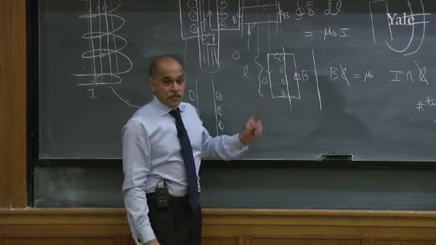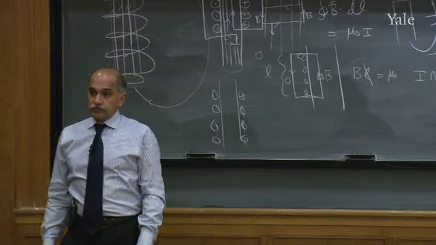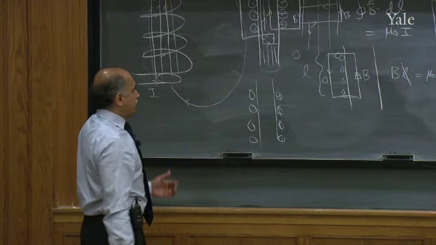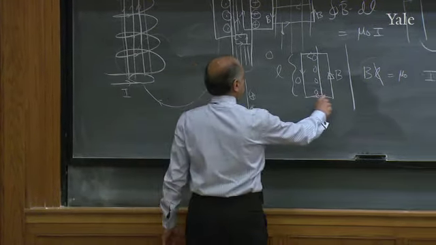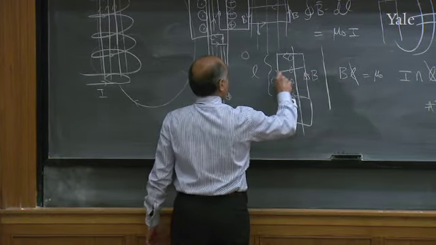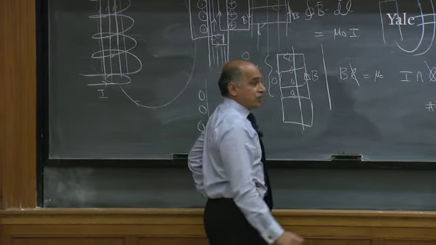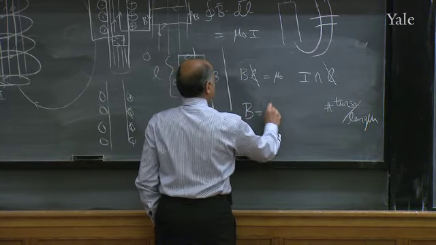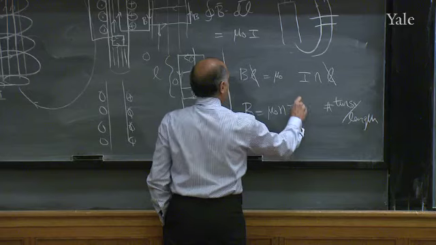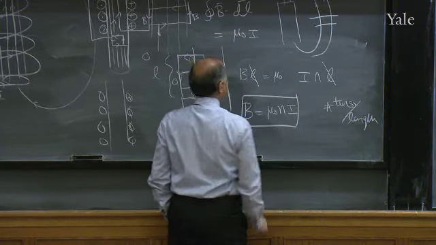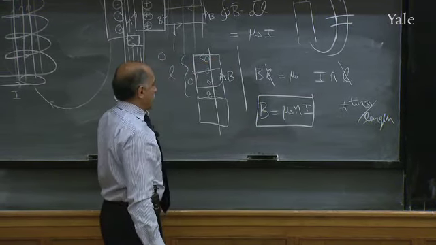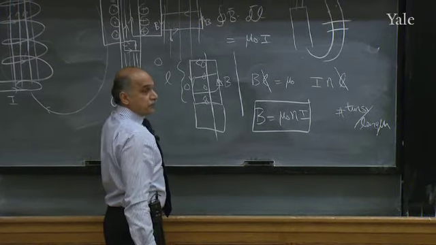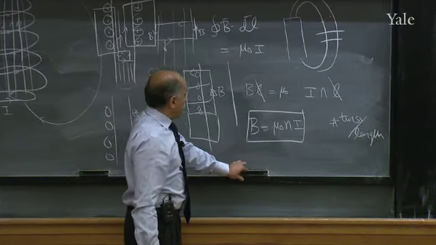This Amperean loop is not a real loop. I made it up. So the answer I get for B cannot depend on whether I took that loop or that loop or that loop. They should all give the same answer. That's why the properties of the loop should cancel out, and you should get in the end a result that depends only on the intrinsic variables in the problem. So this is a very useful result. That's why we draw a box around it.